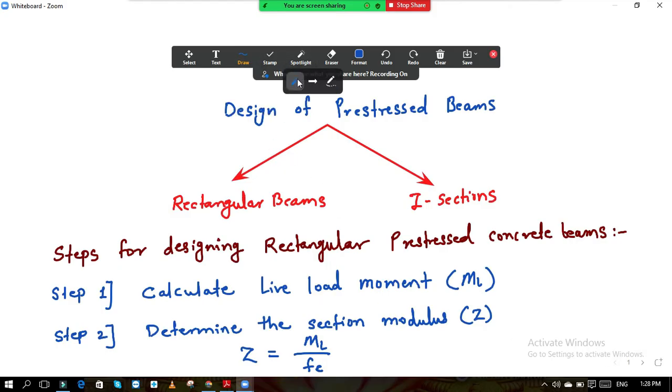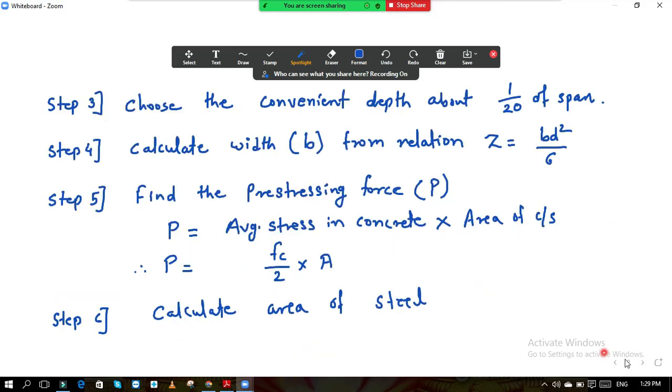Okay. So these are the steps which we are going to use in designing the rectangular prestressed concrete beam. We will see the steps one by one. First, from the given numerical, we will calculate the live load moment. After the calculation of live load moment, we will calculate the value of Z, that is section modulus. So you know this relation F into Z is equal to M. So if we reshuffle that formula, we will get the value of Z. After that, choose the convenient depth, about 1/20 of span. Okay, so convenient depth we will choose.